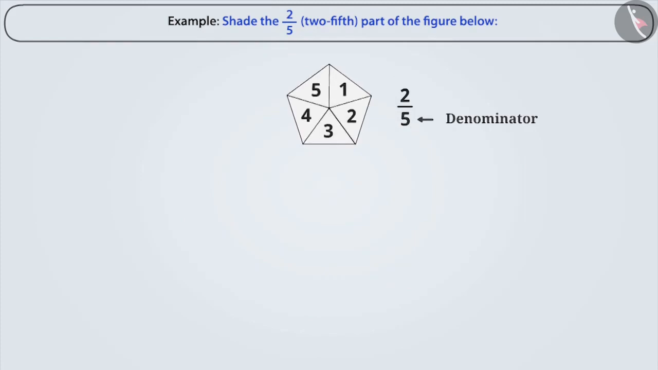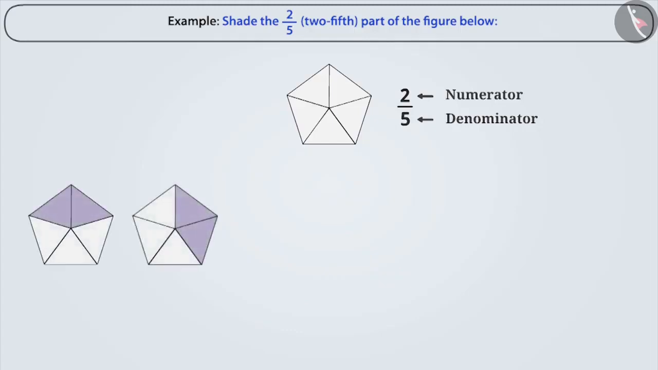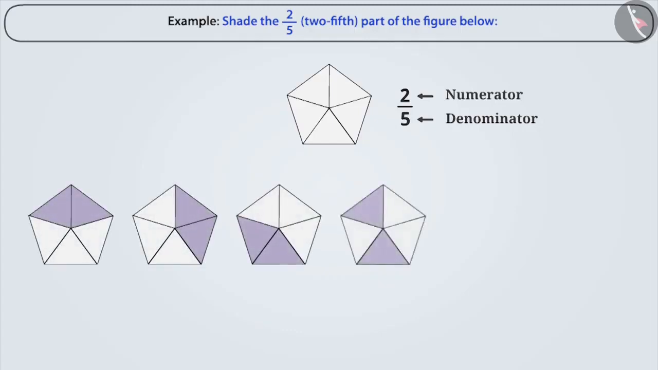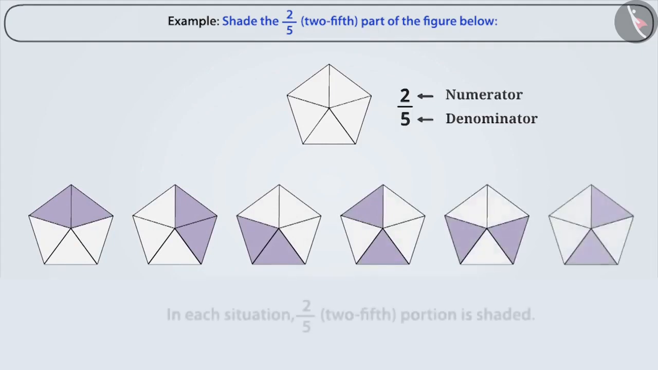Similarly, in this fraction, the numerator is 2. It represents that the 2 portions should be shaded. You can see that this whole figure is divided into 5 equal parts. Therefore, to represent 2 by 5, we have to shade any 2 parts of these 5 parts. This could be done in several ways. In each possibility, 2/5 portion is shaded.